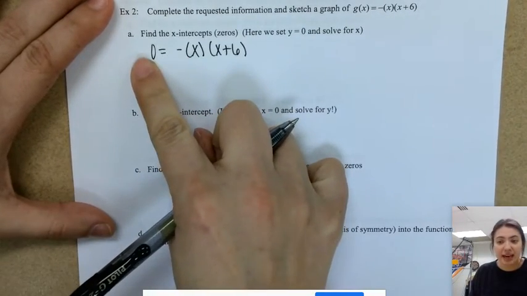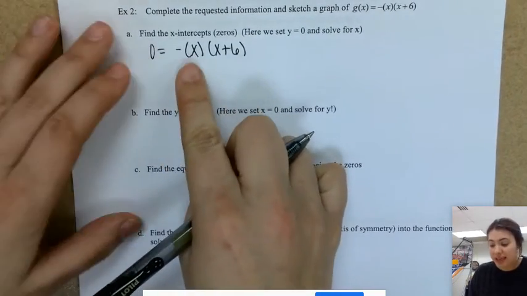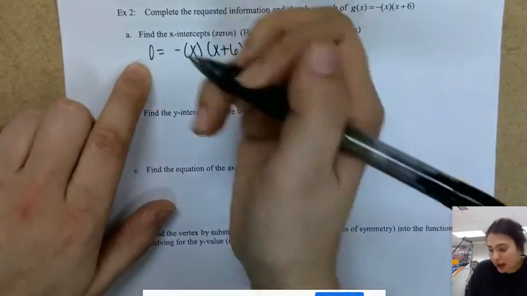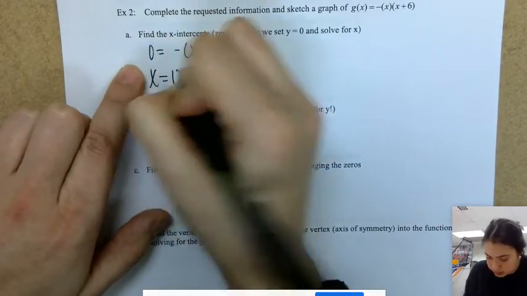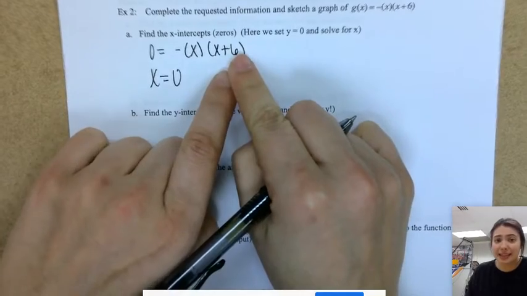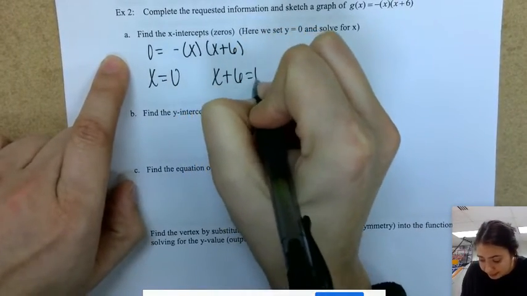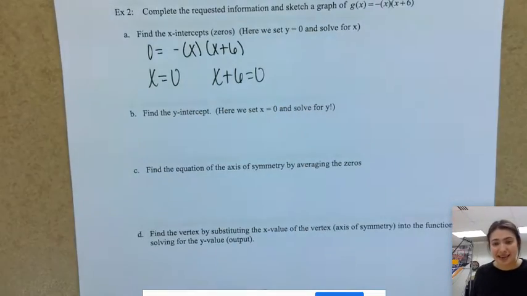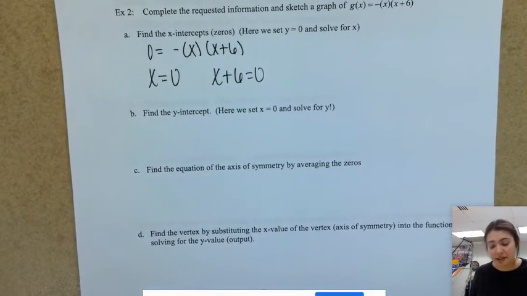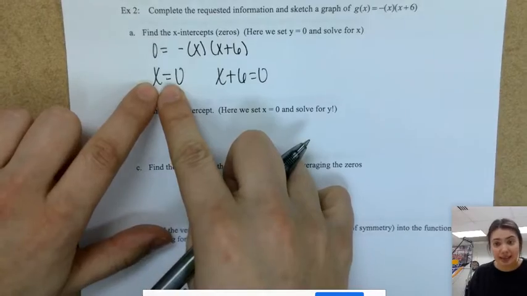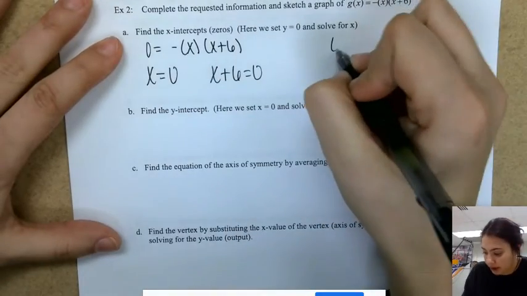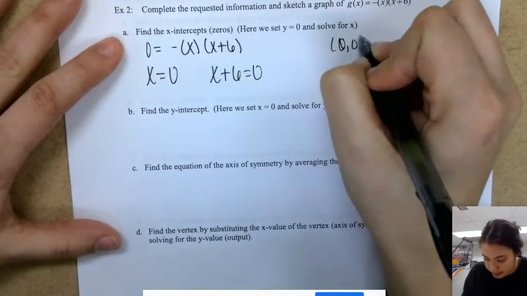Can -1 be set equal to 0 to solve? No. Can x be set equal to 0 to solve? Yeah. So we can go ahead and set x equal to 0. We can go ahead and set the quantity x plus 6 equal to 0. But like we said, that -1 just kind of stays there. Doesn't affect what our x-intercepts are. So the fact that x is 0, it's already isolated. So one of our x-intercepts is 0, 0.